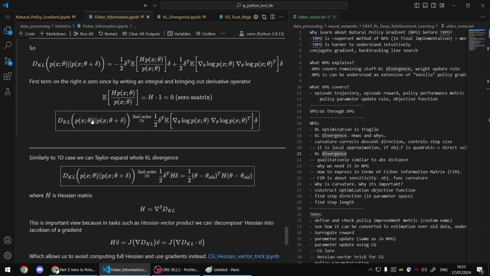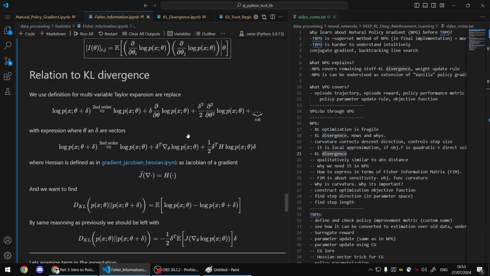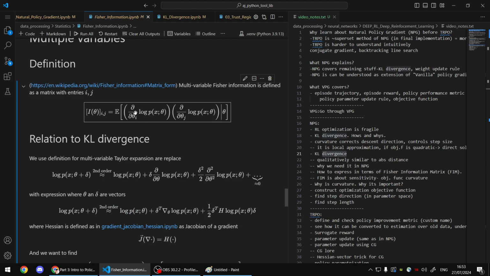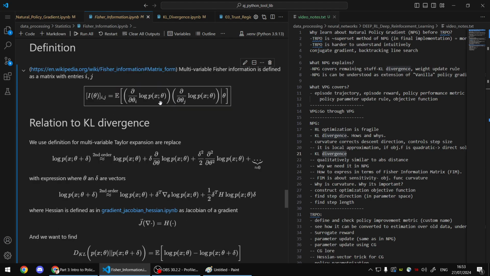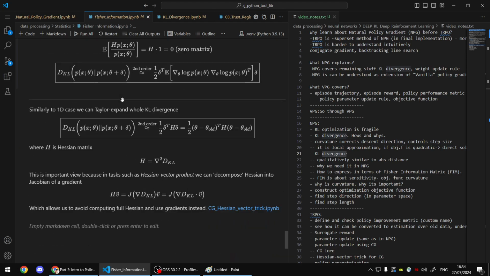Up to second order, we can approximate this KL divergence as this entry. Again, if we remember, we have the ith and jth entries of the gradient. It's exactly this expression. So our Fisher information for multiple dimensions also works here.